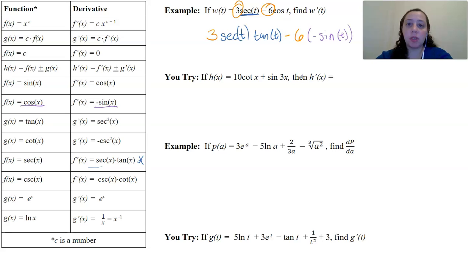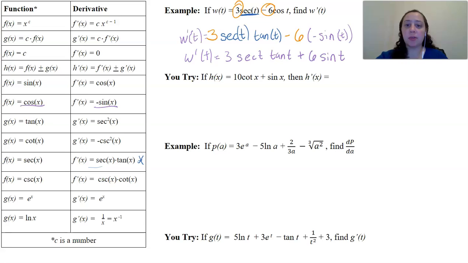And that's it. We could clean it up a little bit. And we should write our derivative notation. So we have w prime of t equals 3 secant t tangent t. Negative negative is positive, 6 sine t. Now you try the next one.